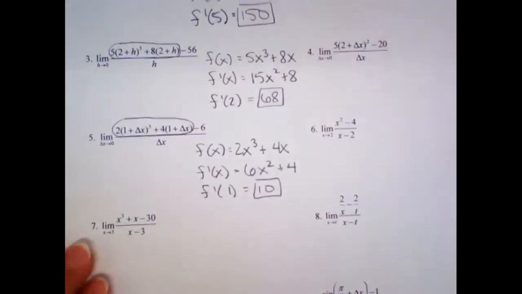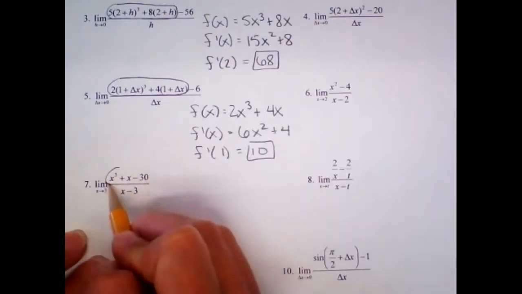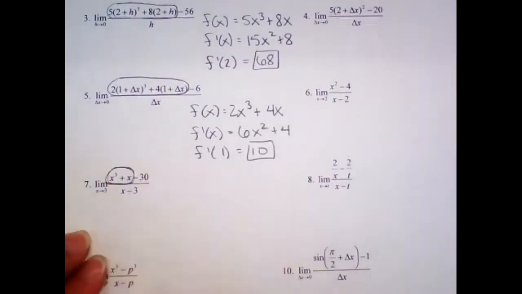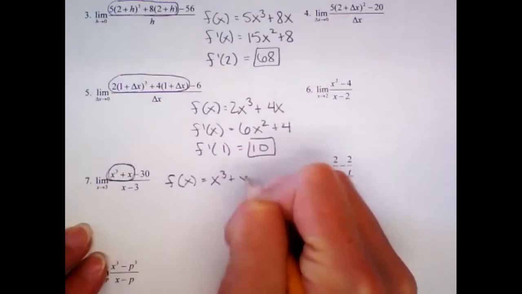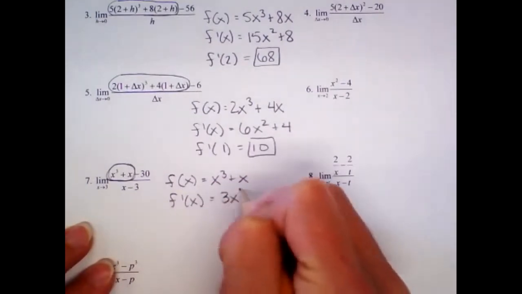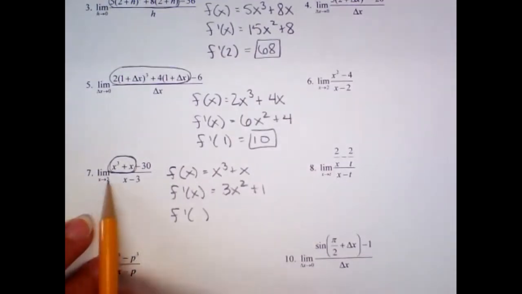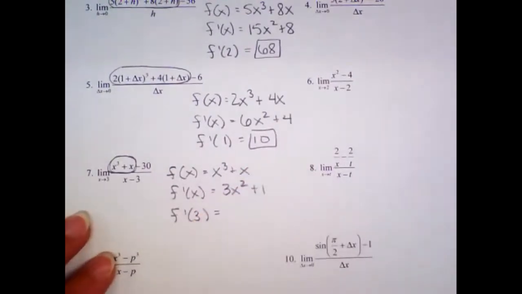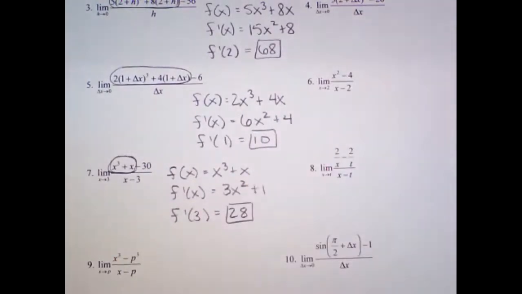Number 7 is the other pattern. That's this one. Because it's not limit as h goes to 0, it's limit as x goes to an actual number, limit as x goes to 3. You're going to do it the same way. It's actually easier because the x cubed plus x is just the function. So then your derivative would be 3x squared plus 1. And this one, you actually are plugging in the value that's being approached, so it would be 3. 3 squared is 9, times 3 will be 27, plus 1 is 28.